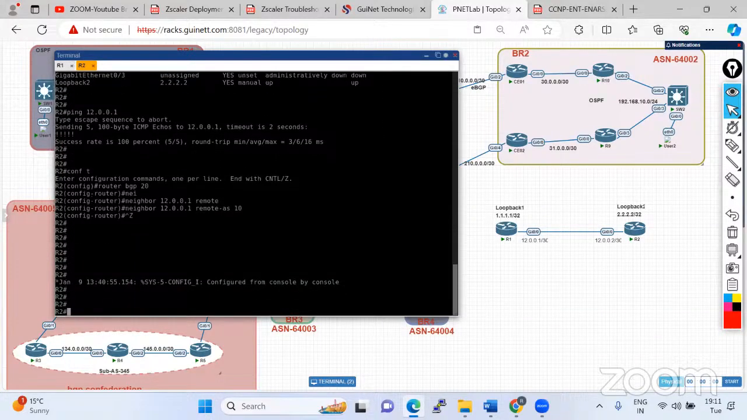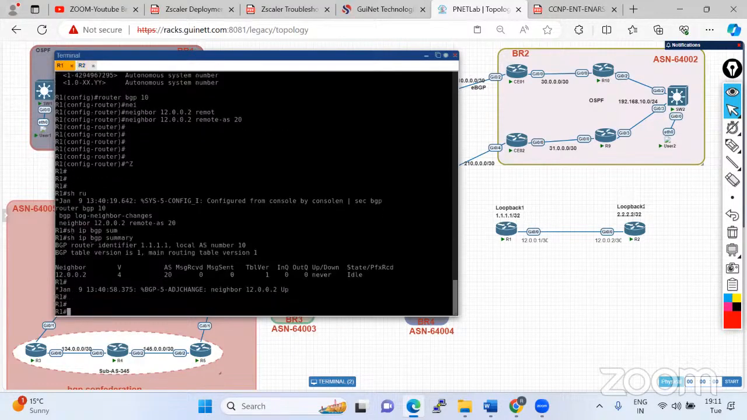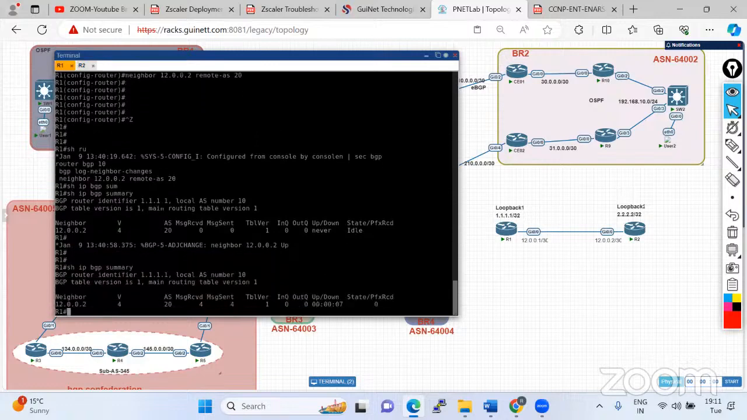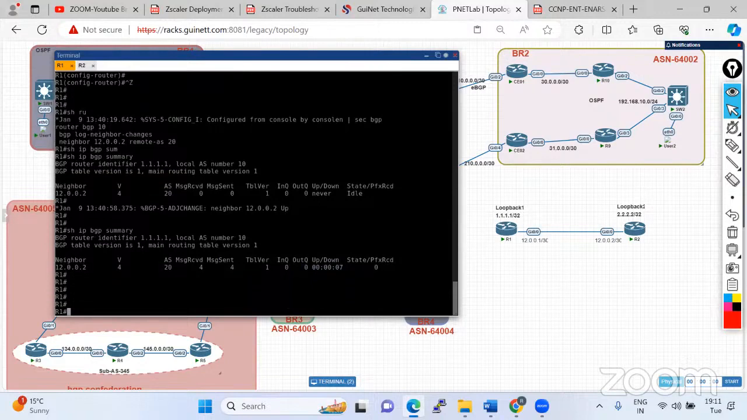The moment I do that, after some time you will see that BGP is showing up. You can see here. Earlier this BGP was down, but if I run this command again, you will see the neighbor, the AS number, the messages received, messages sent, and the uptime. So my BGP is set. My point-to-point, neighbor to neighbor BGP is set.